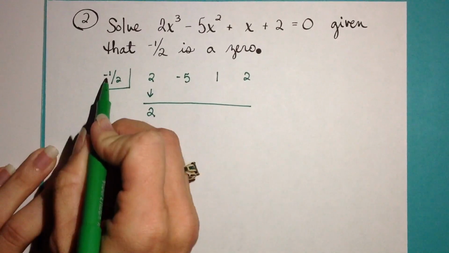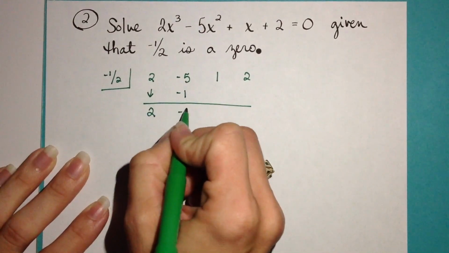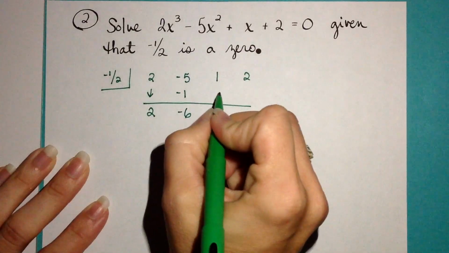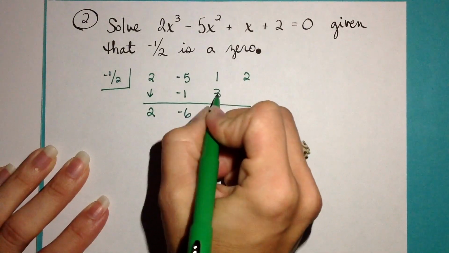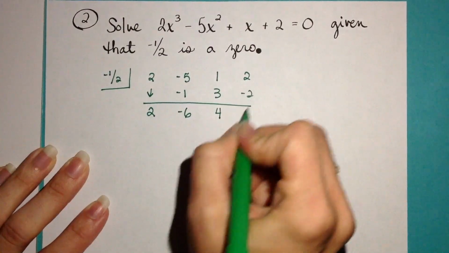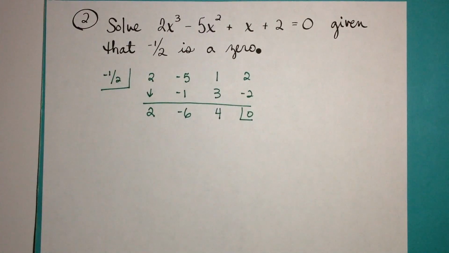Okay, so when I multiply negative 1/2 times 2, I get negative 1. Add, I get negative 6. Negative 1/2 times negative 6 gives me positive 3. Add, I get 4. Negative 1/2 times 4 is negative 2. There's my remainder of 0. But again, you're going to now use that to find the other zeros.